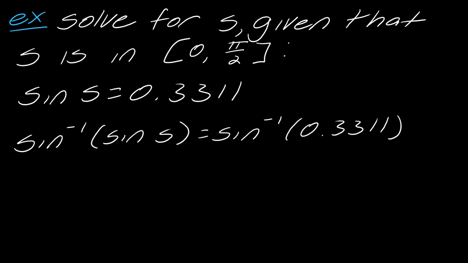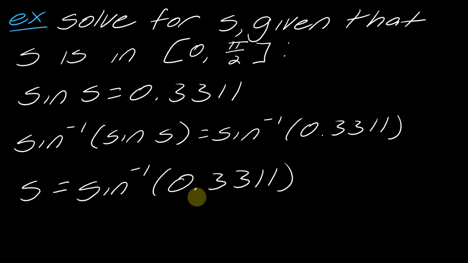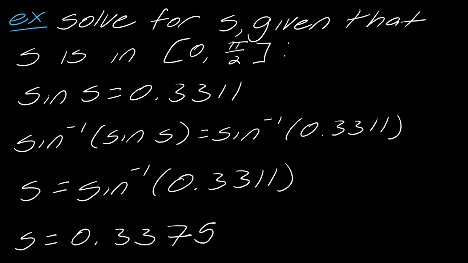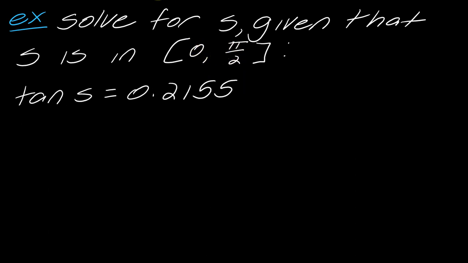If you were to set this up, you would take the inverse sine of each side. In doing that, you would get that s is equal to the inverse sine of 0.3311, and what I get out is 0.3375. Now, this value is okay because it falls in the interval between 0 and pi/2, so there's nothing to worry about here. When we have to use a calculator, this will usually work out in your favor.